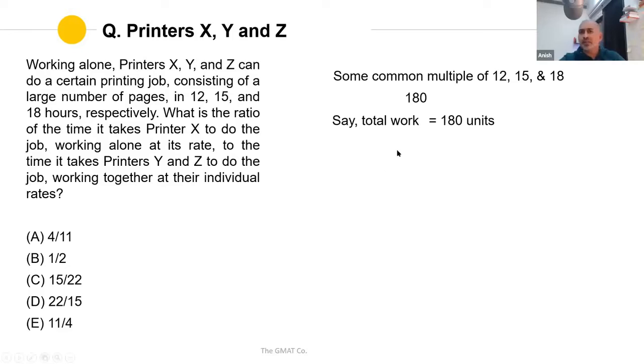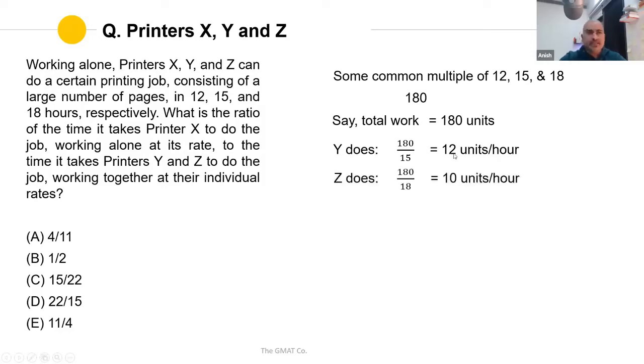So let's say the total work is 180 units. What does units mean? Some units, I don't know. It could be number of pages, it could be number of binders, whatever it is. I don't really care, as long as it's the same for everyone, it's fair. There's nothing wrong here. The second machine, Y, does 180 over 15, 12 units per hour. The total work is 180. Y alone takes 15 hours. So per hour, Y does 12 units. Similarly, Z does 180 over 18, 10 units per hour.